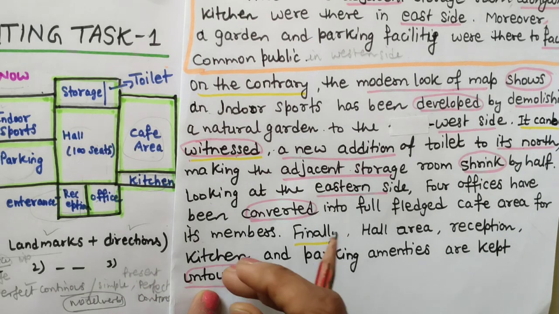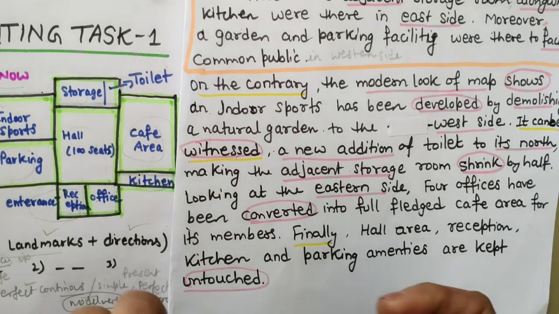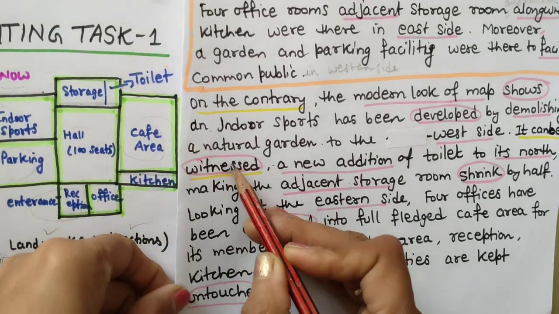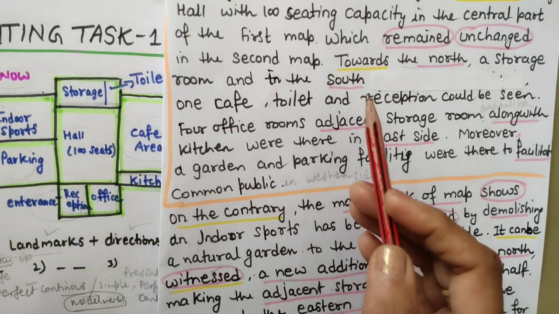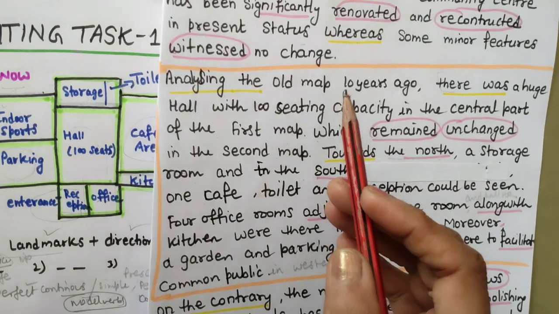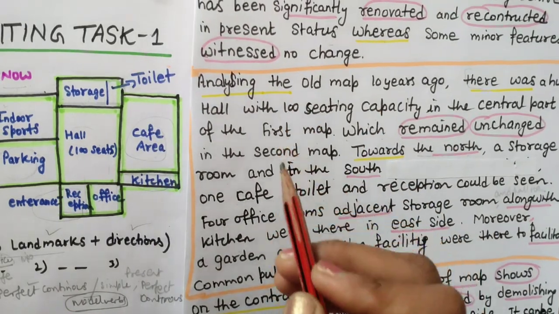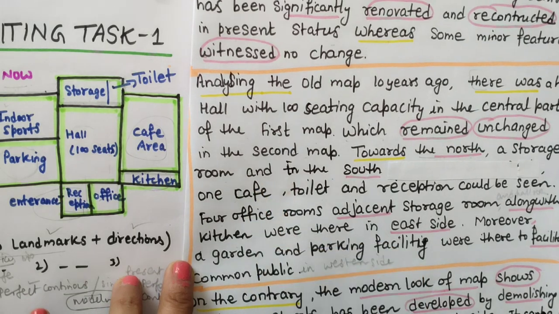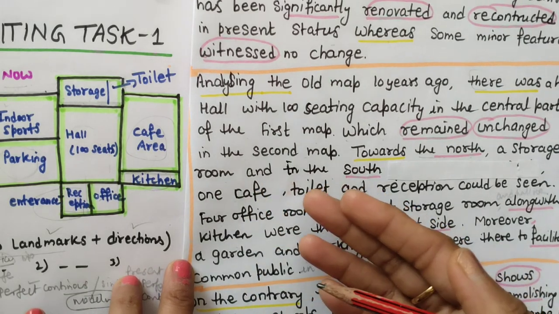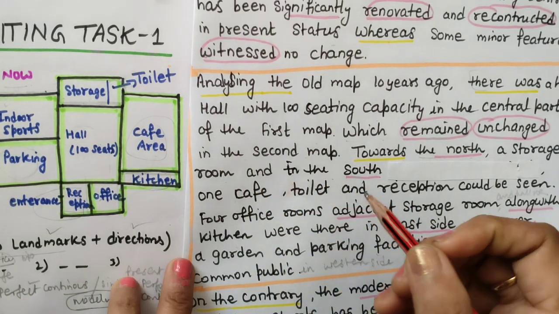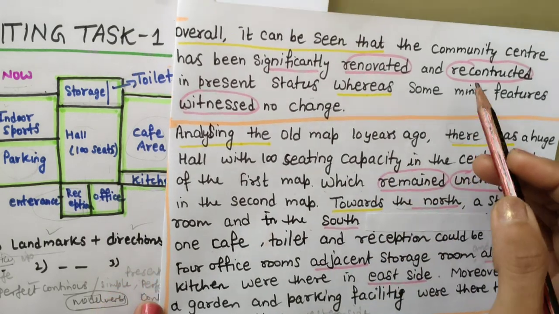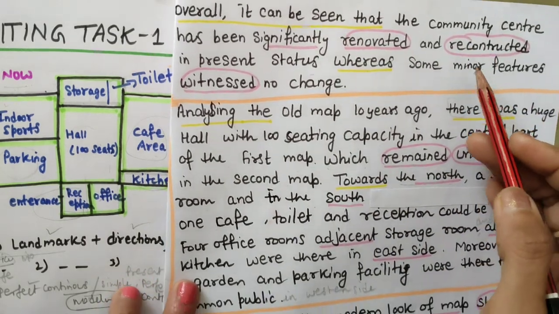Now, my major mistake, what is my mistake here? First, I have repeated words. If you repeat the words in writing task 1, there will be a deduction in your band score. So first you find some synonyms for the map. The word map you can also change. For community center also you can just find synonyms on Google.